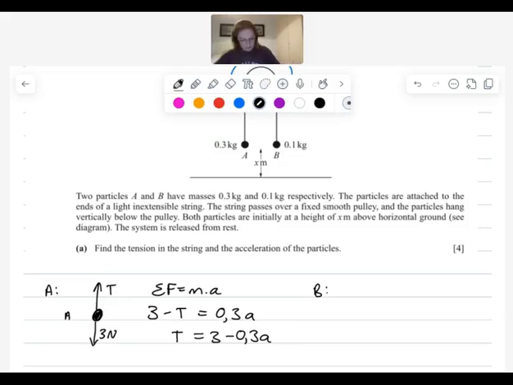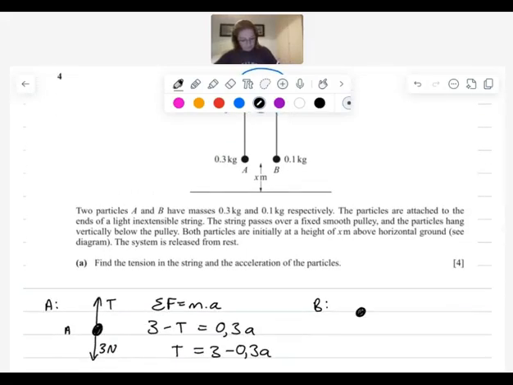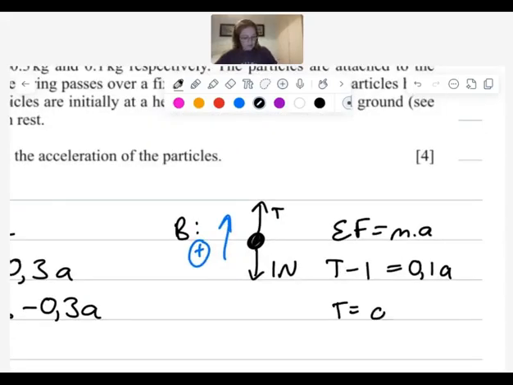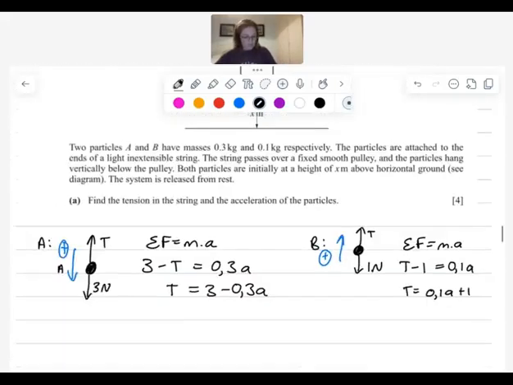Then if we look at particle B, it has tension pulling it up and its weight pulling it down, which in this case is just 1 Newton. Now for B, up is positive. We always want the direction of motion to be positive. You can do it differently, but it's really just the easiest. So here we've got tension minus 1 is 0.1a, and that means tension is 0.1a plus 1.